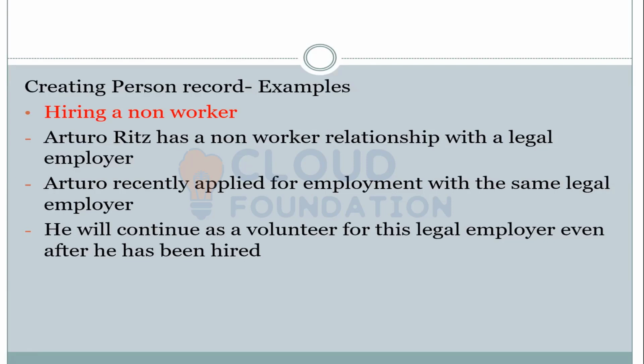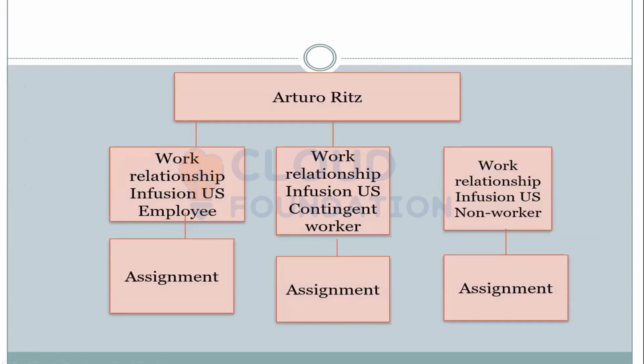So this is the way you're going to hire a non-worker. So Oracle rates has a work relationship in Fusion as an employee, a work relationship as a contingent worker, and a work relationship as a non-worker. So Oracle rates can hold any position. She can be an employee, she can be a contingent worker, she can be a non-worker.